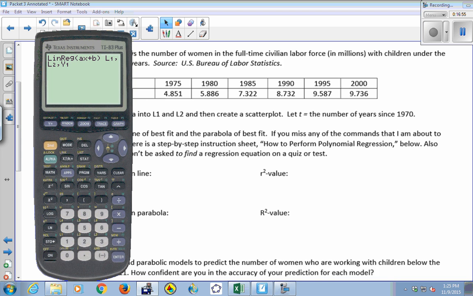If you have an older calculator, you just press enter. If you have a newer one, you highlight the word calculate and press enter. Okay.